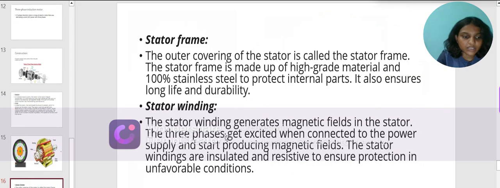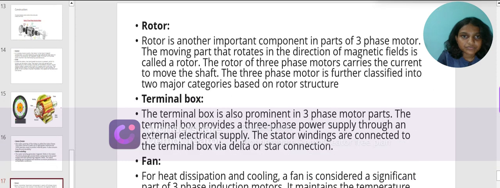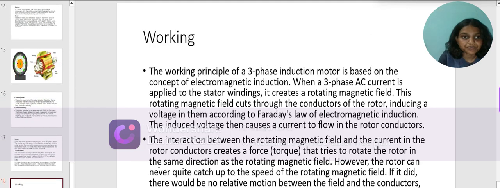Next, we will see what is terminal box and fan. Fan is used for cooling, because as the rotor rotates, it produces so much temperature. So to cool it, we need a fan. And a terminal box provides three phase power supply to the motor.